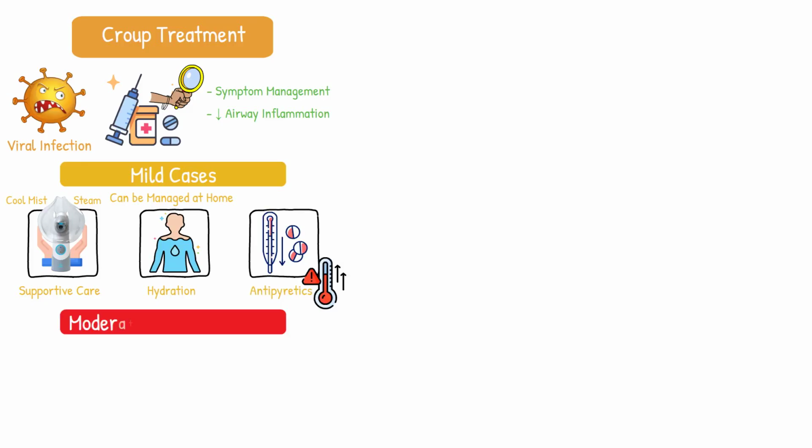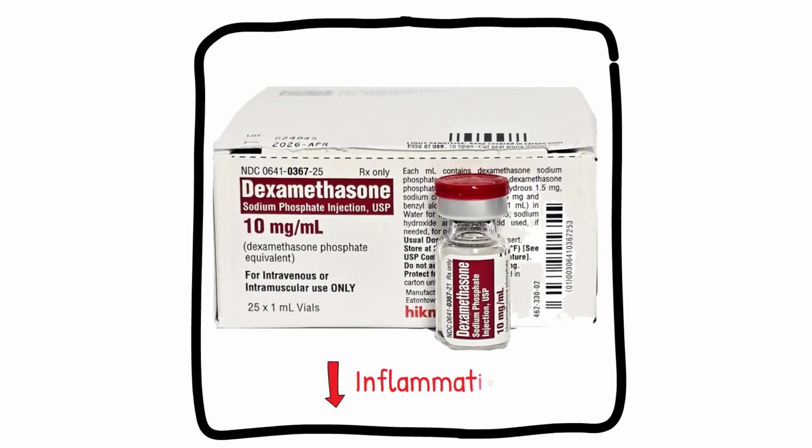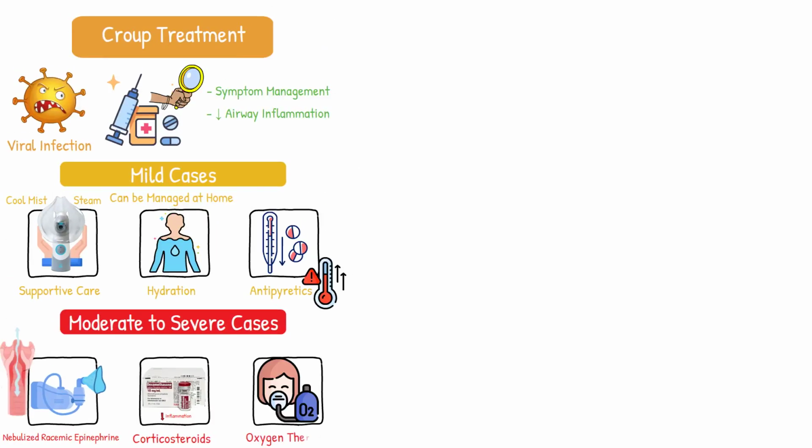However, in moderate to severe cases, additional interventions may be necessary. Nebulized racemic epinephrine is often used to reduce airway swelling and improve stridor, while corticosteroids are often given to decrease inflammation. Oxygen therapy may be required if there is evidence of hypoxemia. In more serious situations where the child shows signs of respiratory distress, hospitalization is recommended for close monitoring and treatment.